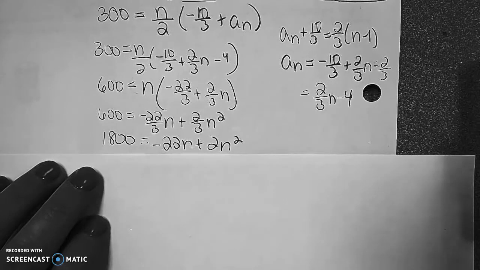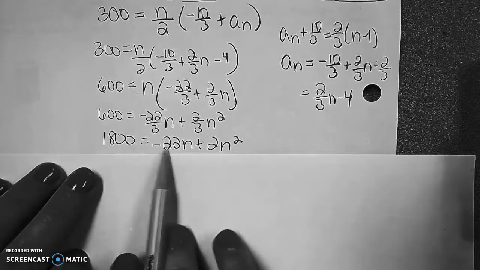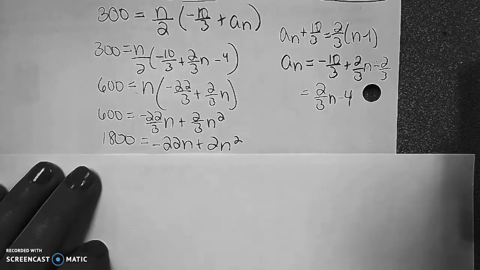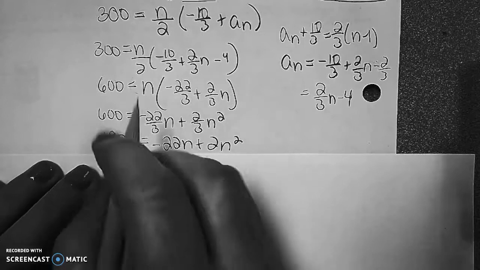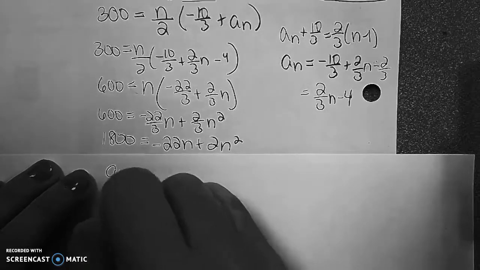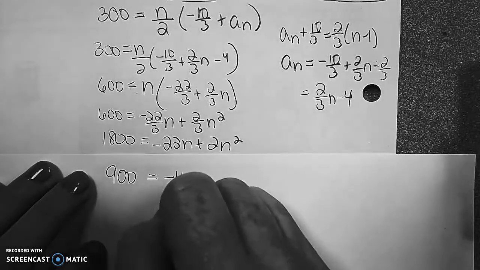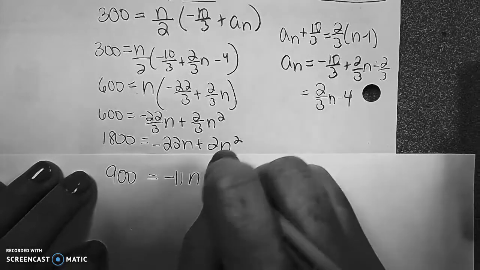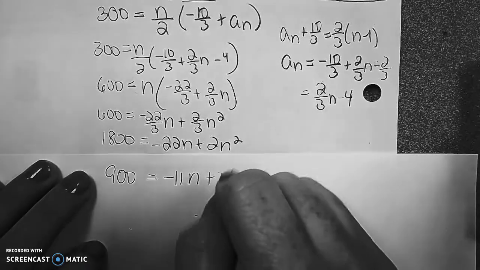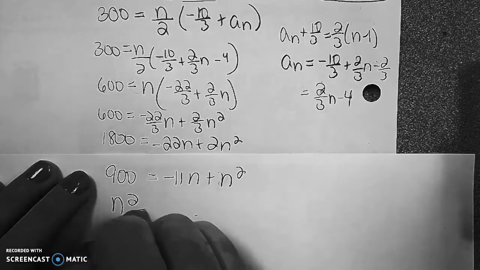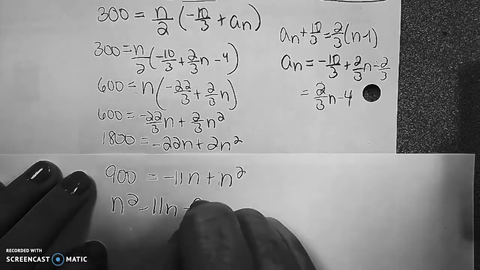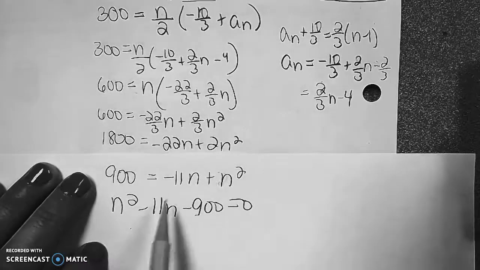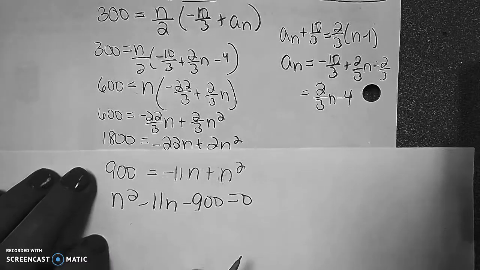One thing that does make your life much easier is notice that all of these are divisible by 2. So I'm going to go ahead and take 1,800 and divide it by 2. So I get 900, just lower numbers to work with. Negative 11n, and then n squared. Now to use the quadratic formula, I'm going to set everything equal to 0, so I'm going to get everything on one side. I like keeping the n squared term positive.